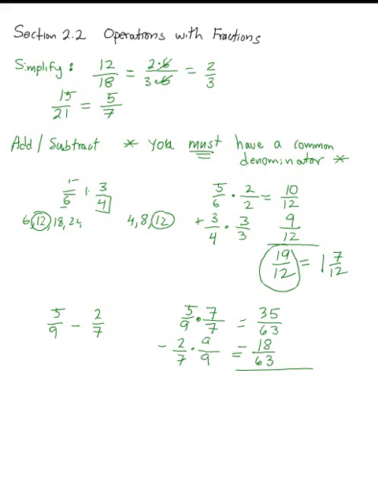And now I'm ready to subtract. To subtract, the bottom stays the same, it's going to be 63. I subtract 35 minus 18 is 17. So there's my answer. Okay, so there's a brief review of adding and subtracting fractions, and that's really the hard one. Adding and subtracting is a hard one. You have to have a common denominator. For multiply and divide, it's actually quite a bit easier. So let's take a look at multiply and divide.